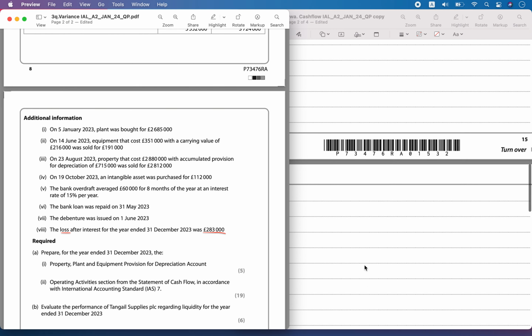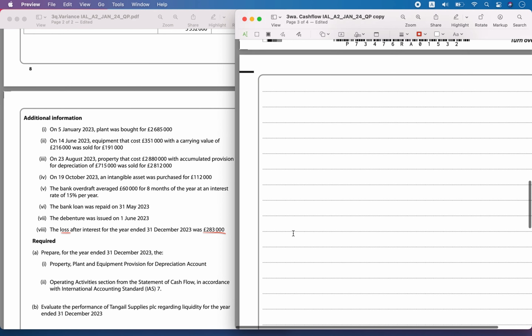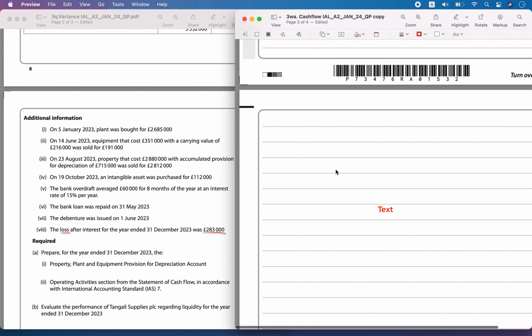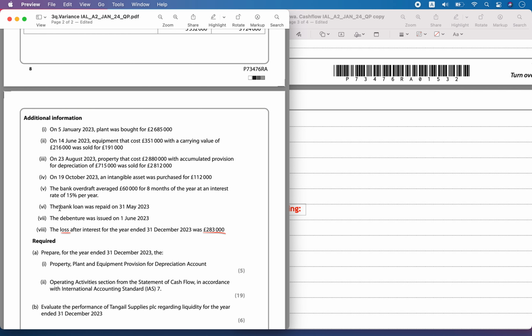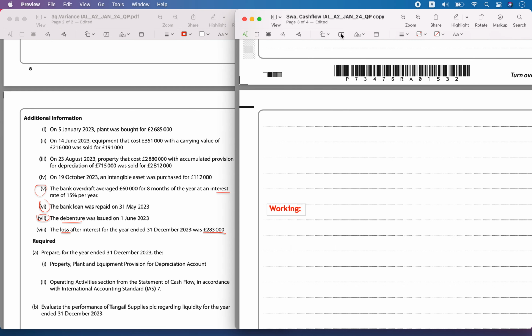Now we have to calculate the interest. There are three types of interest here. One is the bank loan, and the second we can see is a debenture loan. The debenture interest has to be paid, and there was an overdraft for which interest was charged. So there are three interests that would have been paid here.